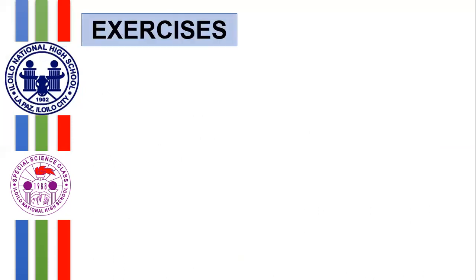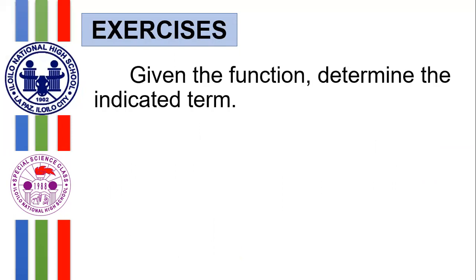So now let's have these exercises. Let's have this one. Given the function, determine the indicated term. In this particular part, you may solve as well. You may pause the video from time to time and check if you have the same answer as I did. Let's have a sub n equals 1 minus 4n, and you're looking for a sub 20. So here we have a sub 20. So we are looking for the 20th term. So we will replace all n's here by 20.